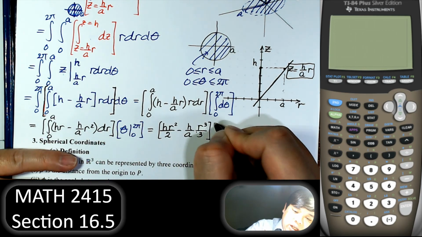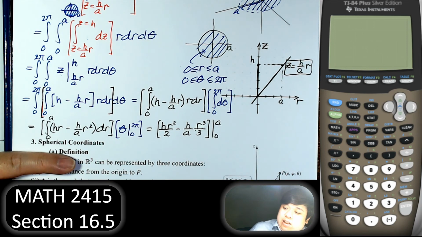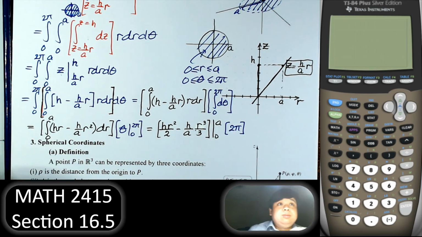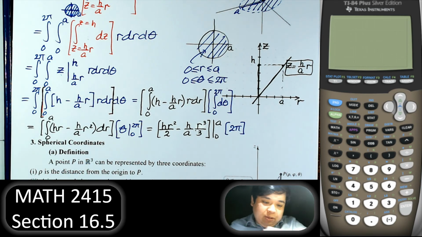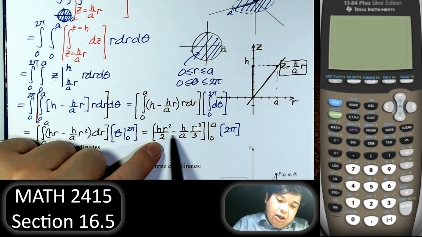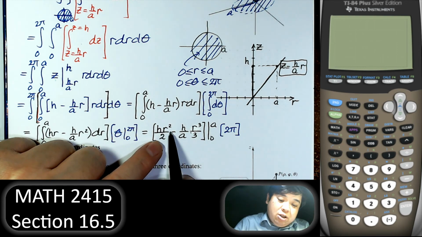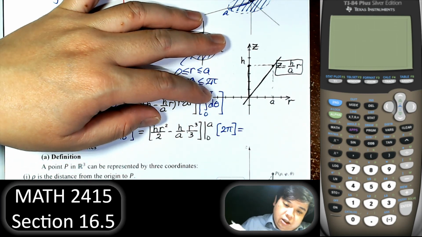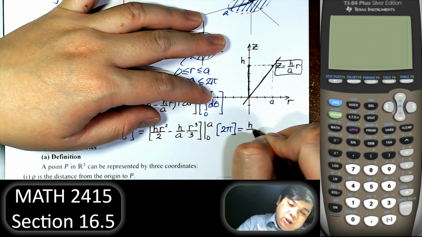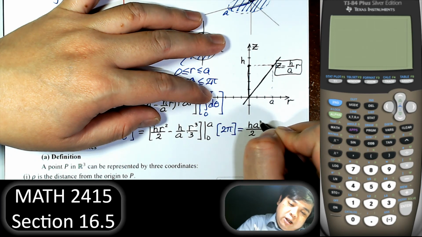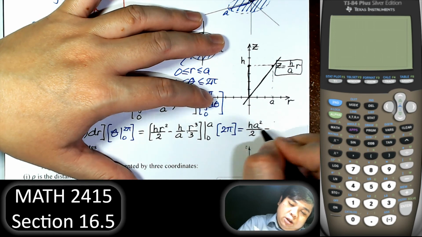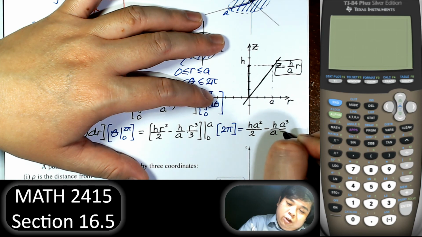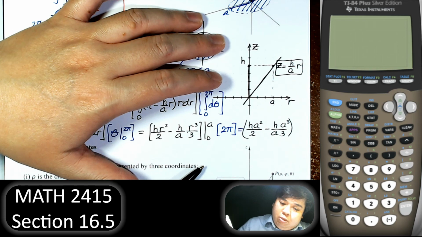We evaluate from 0 to a. After that, we multiply by 2 pi, sorry, not theta. Now substitute in a, here we have something. Substitute in 0, here we have nothing. So first, substitute in a, we have h over 2 times a squared, and then minus h over a cubed over 3, multiplied by 2 pi.